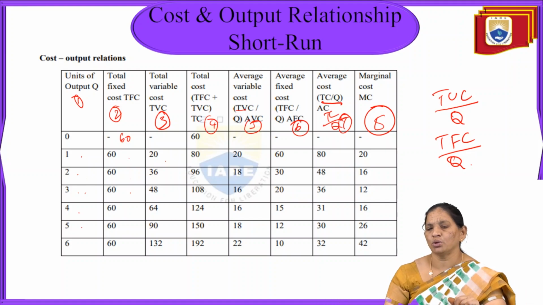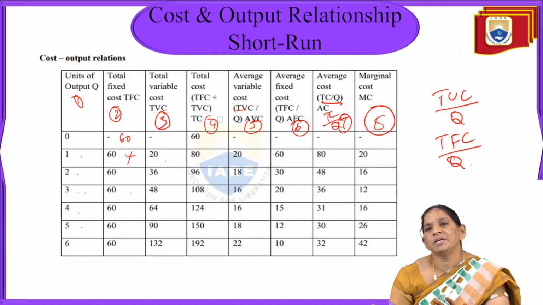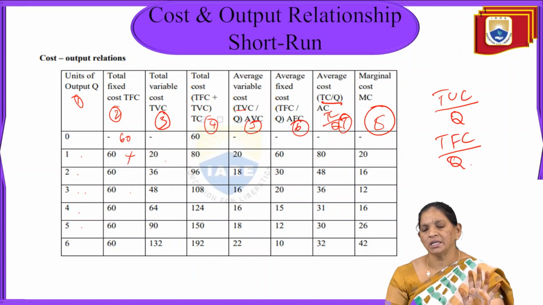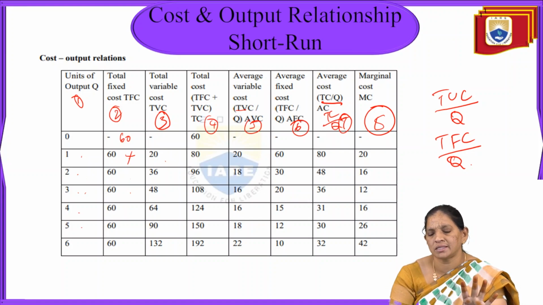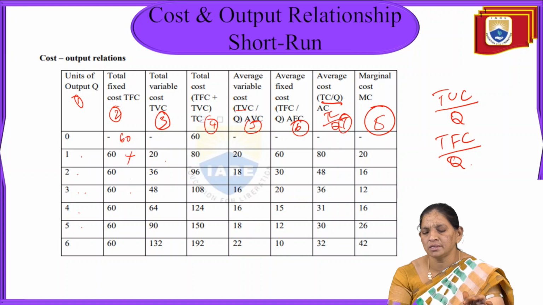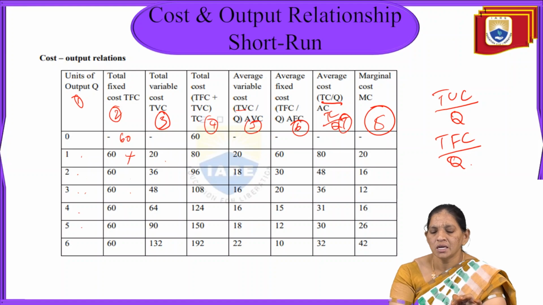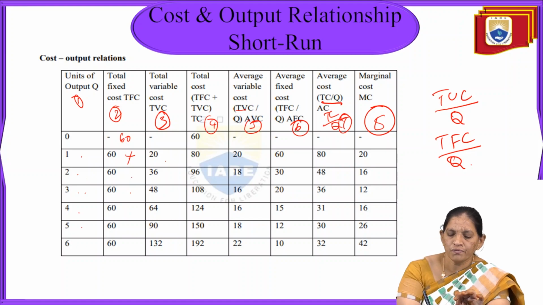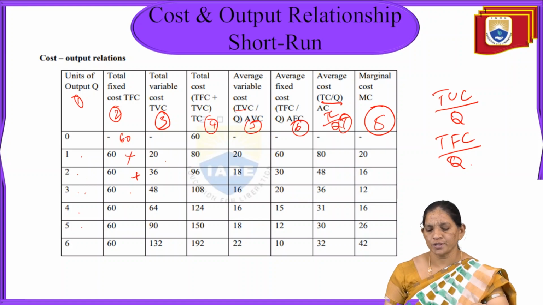Then we get the total cost. How? When I add total fixed cost plus total variable cost, we get the total cost. At 0 units it is 60. But at 1 unit, 60 plus 20, we get 80 as total cost. And when 2 units are implemented, 60 plus 36, we get 96 as total cost. Means by addition of these two, fixed plus variable cost, you are able to identify the total cost.